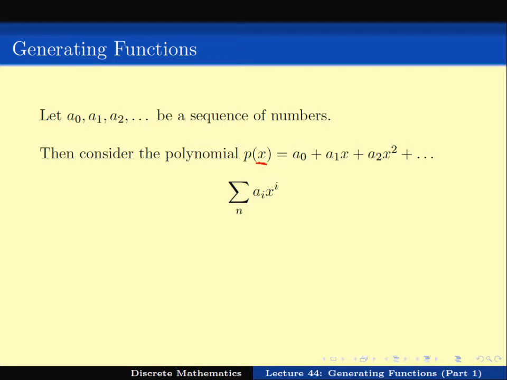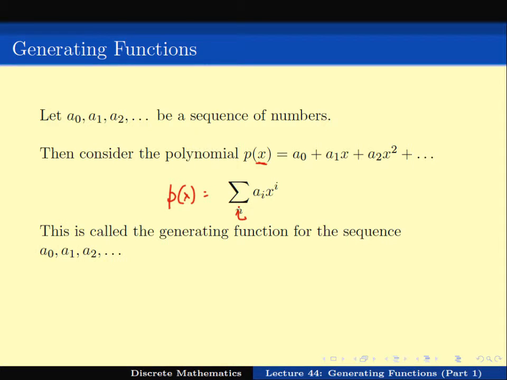Right? So in other words, p of x equals the summation of ai x power i, summed over all i. Now this is what we call the generating function for the sequence. Now this doesn't solve anything. I am just representing this generating function as a polynomial.